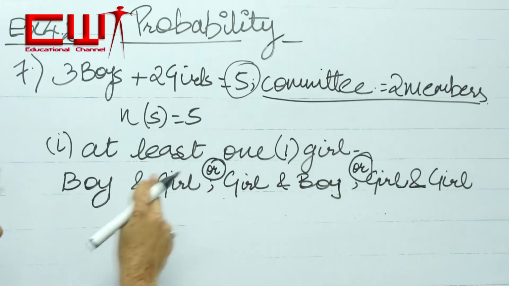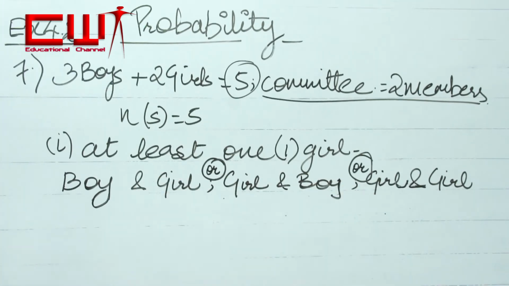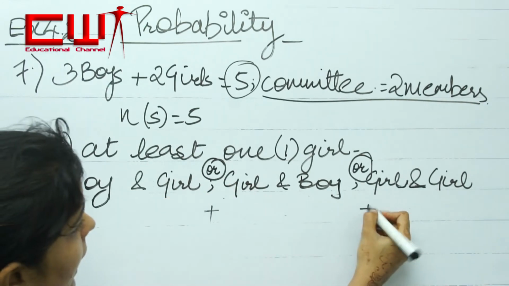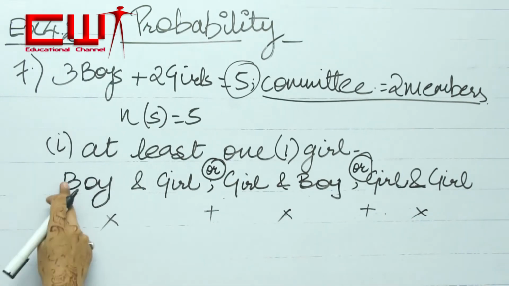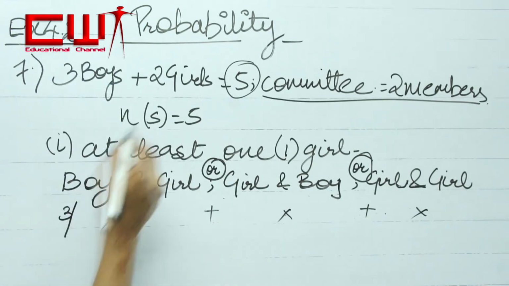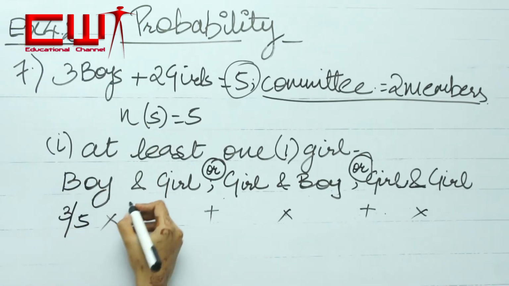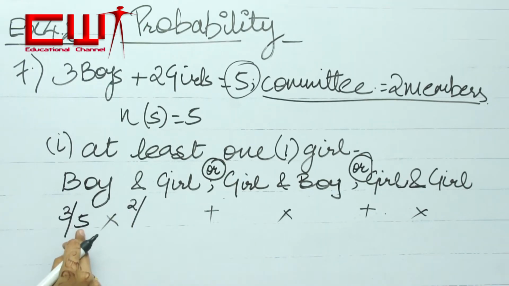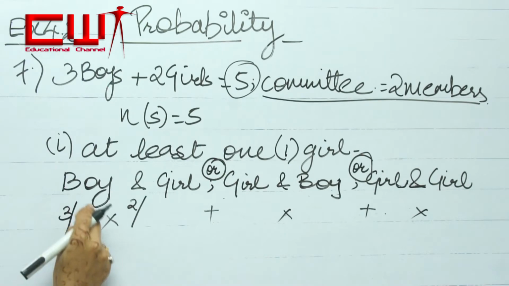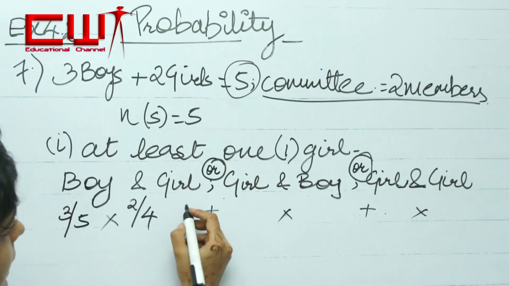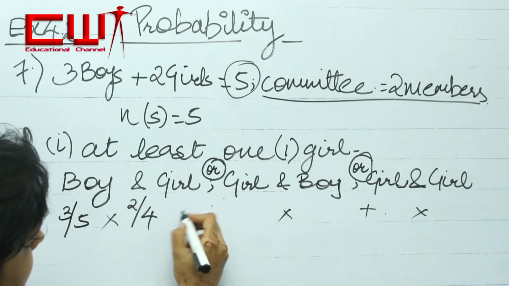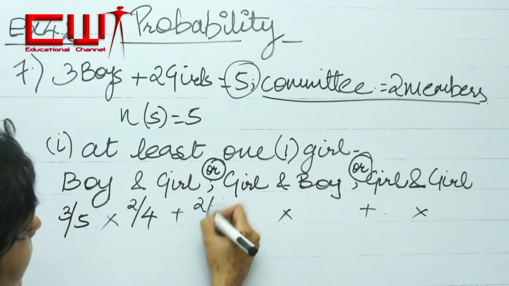All the 3 cannot happen. Either this will happen or this, right? So whenever you have or, you will add. That means add here, and wherever you have and you will multiply, right? So boy, how many boys are there? 3 out of 5. How many girls are there? 2 out of 4. Because 1 boy is selected, 1 boy is gone. Because we are keeping the boys probability, na? So from 5, 1 boy is gone. So how many total members are left? 4. Okay. Girl is how much? Girl is, then you have plus. Girl is how many? 2 by 5.